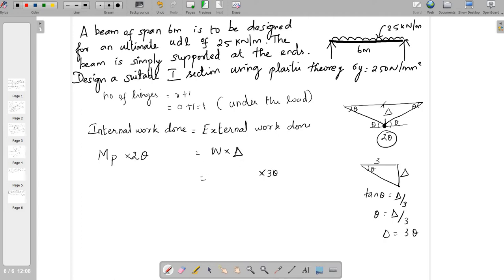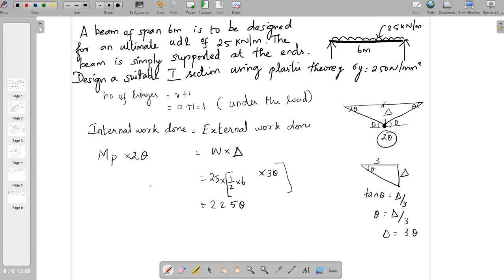W is normally a point load. If it is a UDL, we should consider the area of the loading diagram. So the loading magnitude is 25. Area of this diagram is equal to half B into H, where B is 6 and H is the delta. So it is 225 theta.